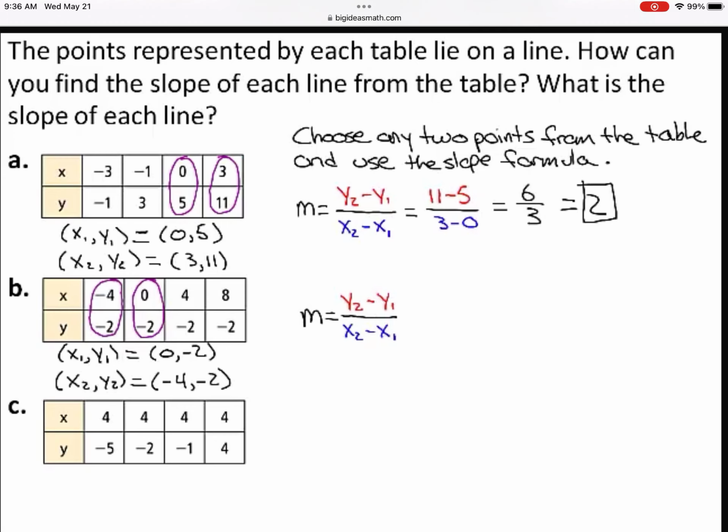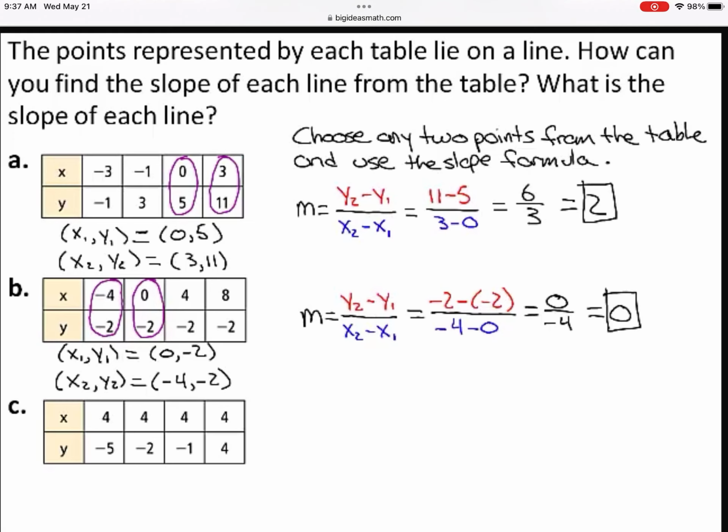So y2 minus y1 is -2 minus -2, and x2 minus x1 is -4 minus 0. -2 minus -2 is 0, and -4 minus 0 is -4. 0 divided by -4 is 0, so the slope of the line is 0.